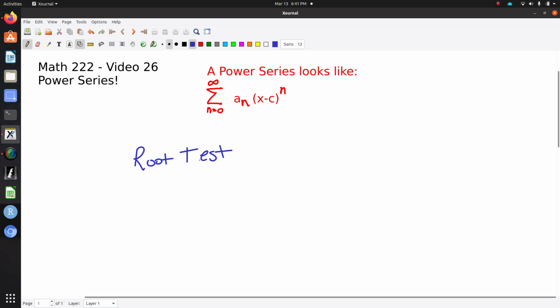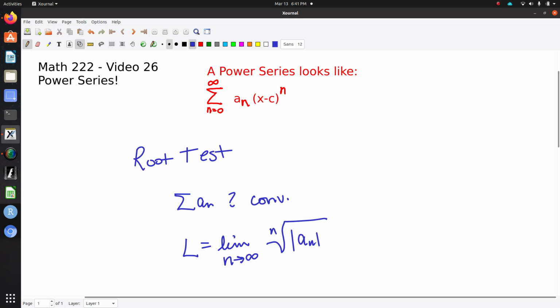Okay, so if you have a series a_n and you want to know if it converges, and there's something in there that has like a square root or square that you kind of think you can get rid of, then you can do the following. You can find the limit as n goes to infinity of the nth root of the absolute value of your terms.